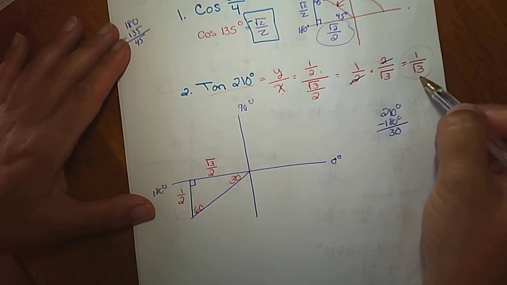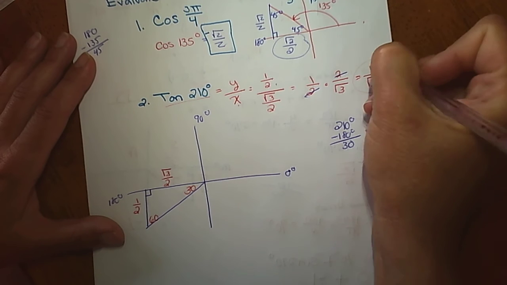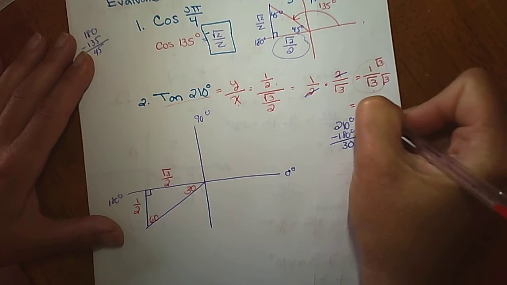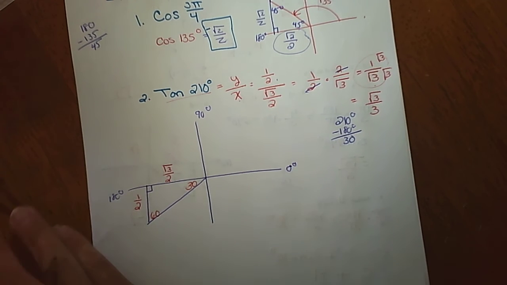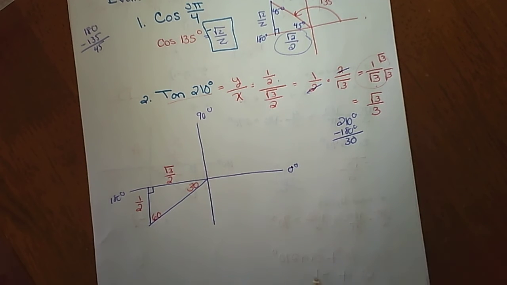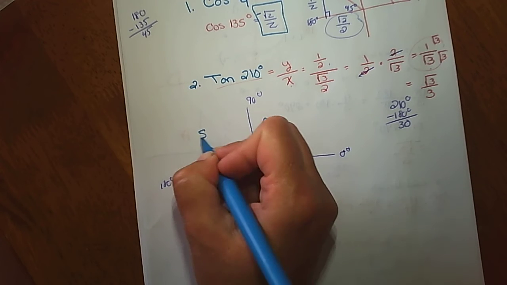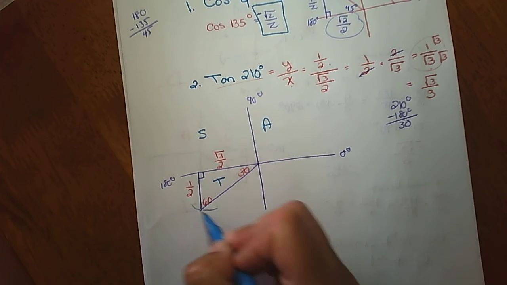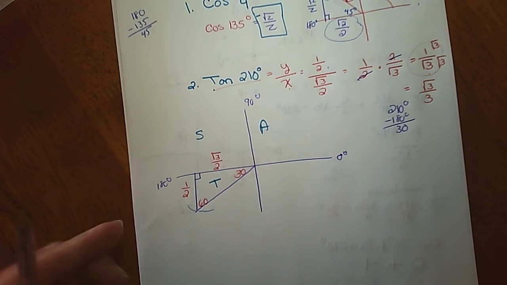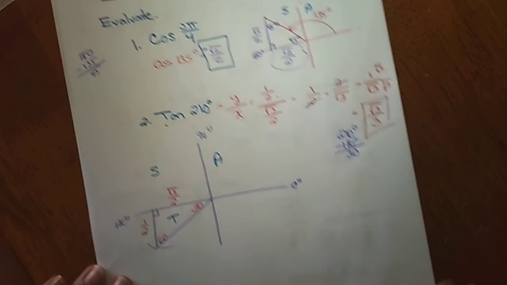Uh-oh. Can we leave a radical in the denominator? Nope. So you got to fix it by multiplying by radical 3. So that makes radical 3 over 3. Now, you have to decide if that's a positive answer or a negative answer. Well, then we do A, S, T, C. Notice this triangle's in the T quadrant. We're doing tangent, so that means it's positive. That was kind of a tricky one. All right, so that's our do now.